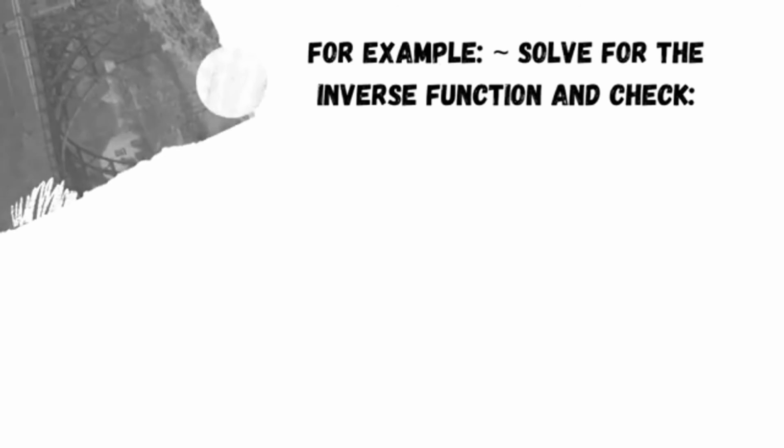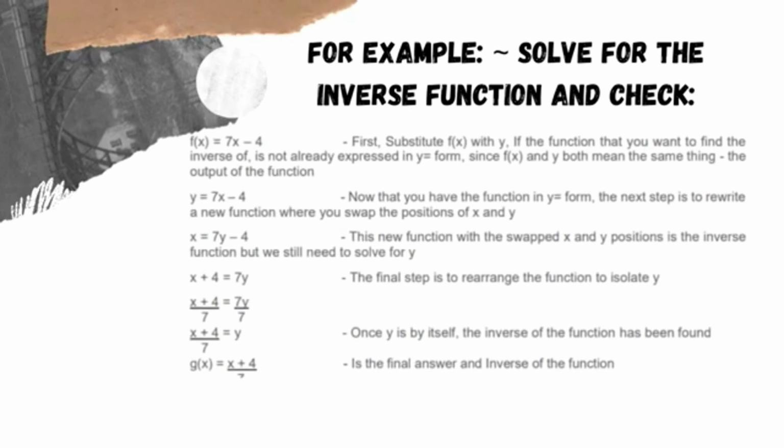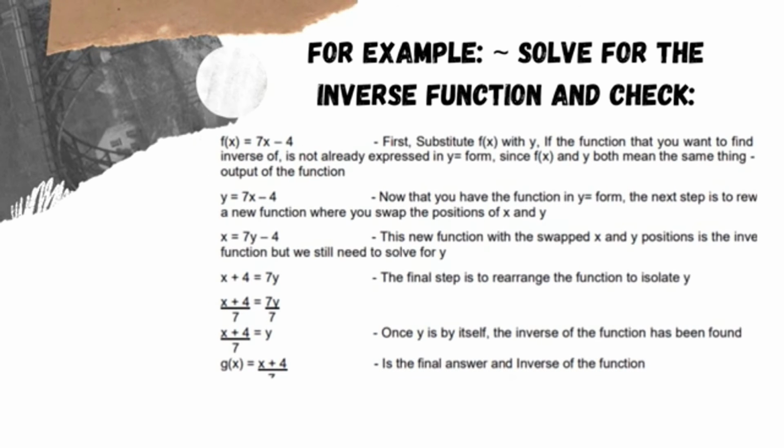For example, solve for the inverse function and check. f(x) equals 7x minus 4. First, again, we have to substitute f(x) with y. If the function that you want to find the inverse of is not already expressed in y equals form, since f(x) and y both mean the same thing, the output of the function. So it will be y equals 7x minus 4.